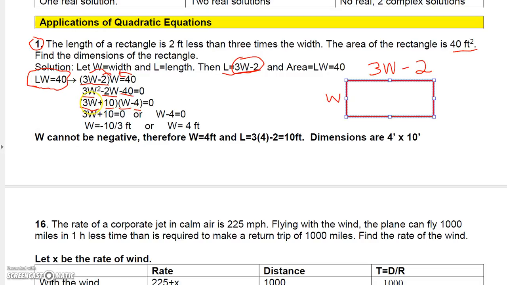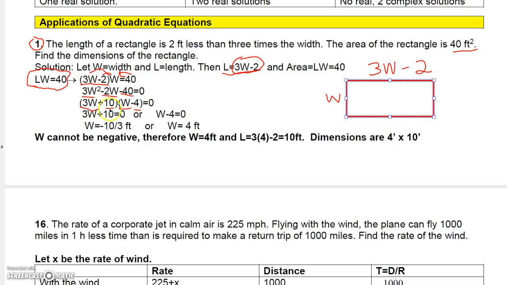And if you want to check it, let's do this. 3W times W is 3W squared. 10 times minus 4 is minus 40. And then we check the middle term. We do the outer product. 3W times minus 4 is minus 12W. And 10 times W is 10W. And minus 12W plus 10W is negative 2W. So I do have the right factors here.